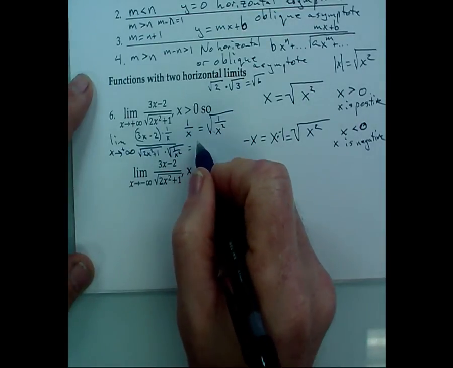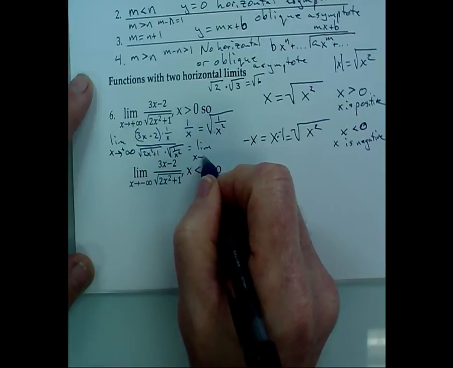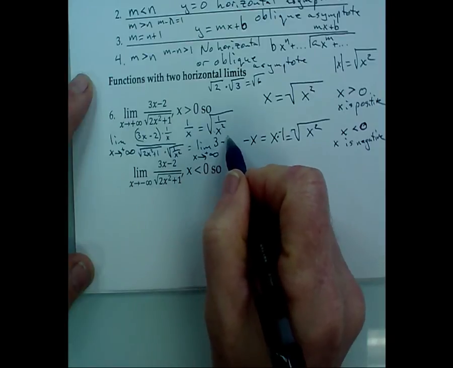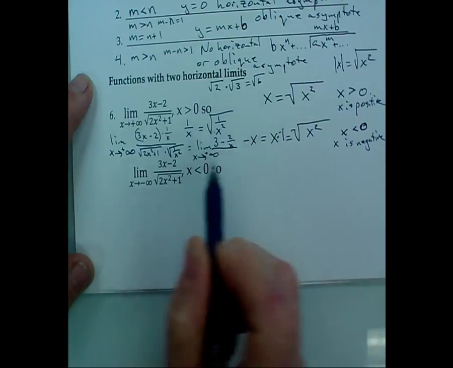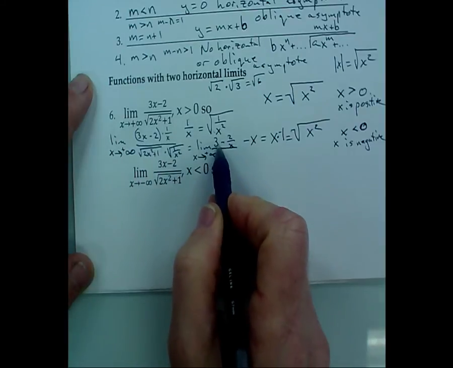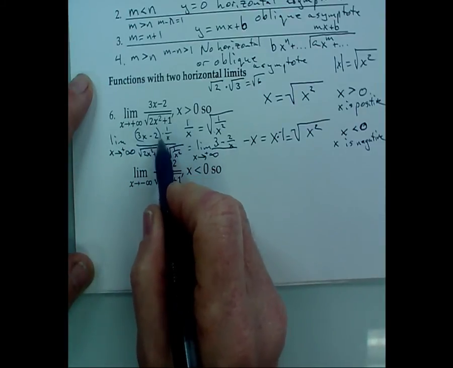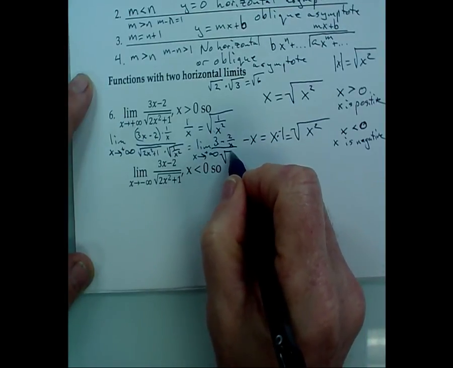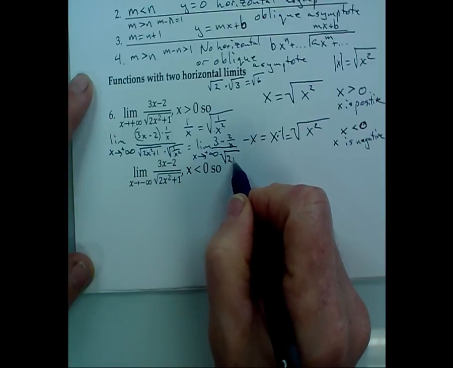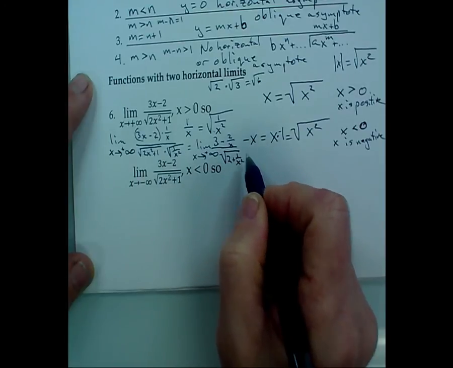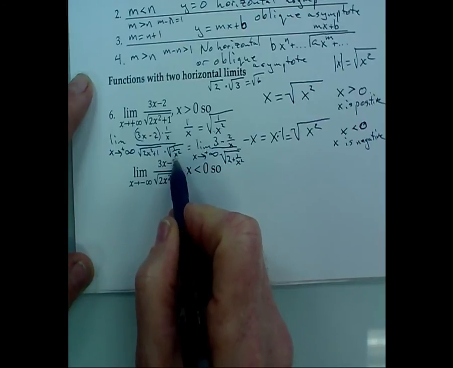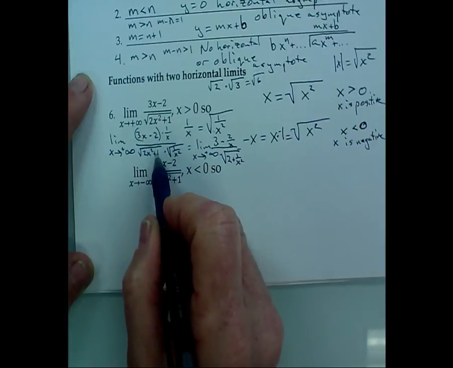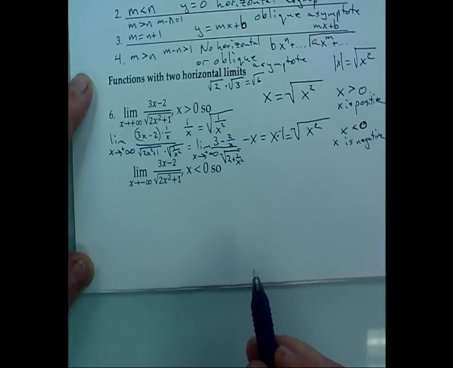So this is going to give me the limit as x goes to positive infinity of 3 minus 2 over x on top. So I took 1 over x times 3x, got 3. Took 1 over x times 2 and got 2 over x. Down here I'm going to have the square root, and I'm going to have 2 plus 1 over x squared. Because I'm going to take that 1 over x squared, multiply it by 2x squared and get 2. And I'm going to take that 1 over x squared, multiply it by 1 and get 1 over x squared.